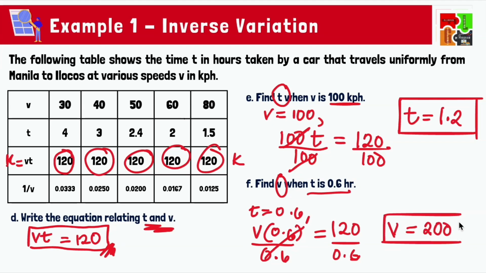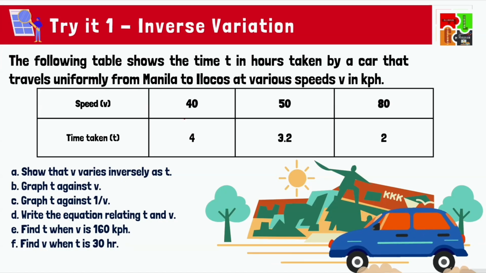Okay, just imagine, no? Gustong pumunta ng Ilocos, from Manila to Ilocos, 0.6 yung oras mo. Kailangan mo daw mag-drive consistently ng 200 kilometers per hour. So, napakabilis nun. Ibig sabihin, walang hinto-hinto. Pag walang hinto-hinto, makarating ka ng Ilocos ng mabilis, pero biyaheng langit nga lang. Okay, so, now, naipakita na natin kung paano hanapin yung lahat ng mga given, from A to F.